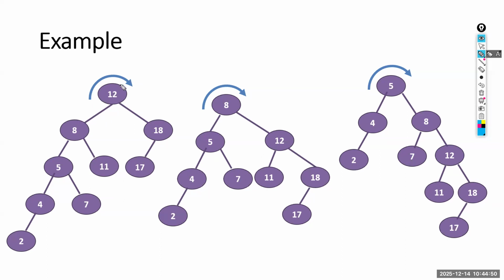Now you can see this root has a left child. So if your root has a left child, you need to do a rotation at the root. Now you know how to do the right rotation, right? 8 will come up, 12 will go there. The right child of 8 will be the left child of 12.